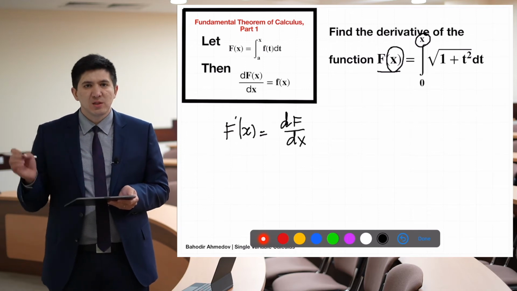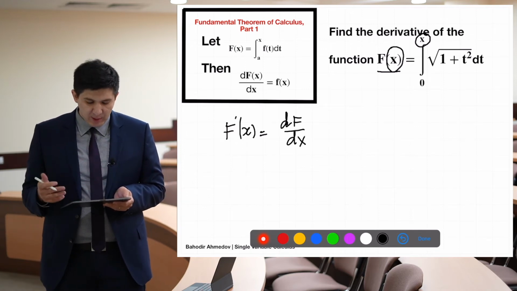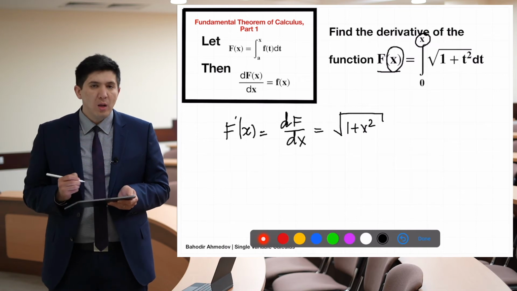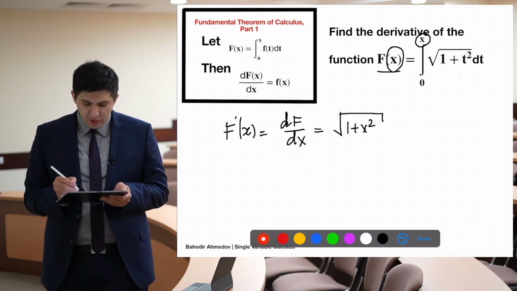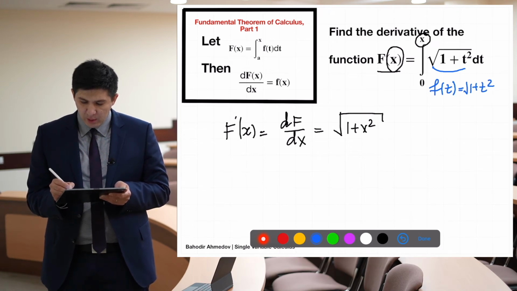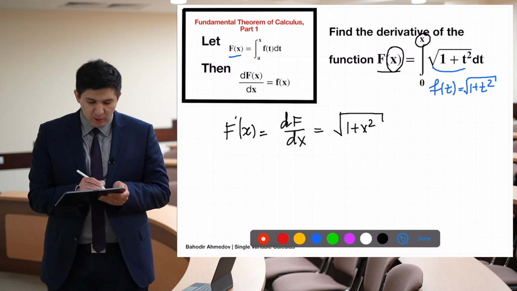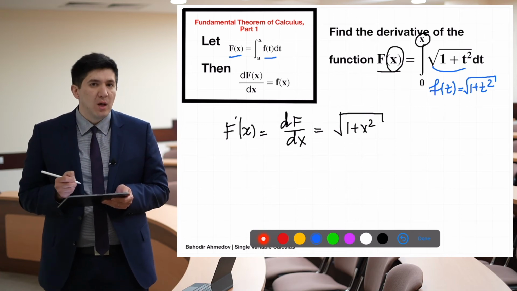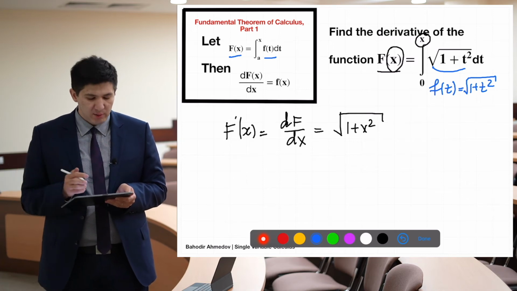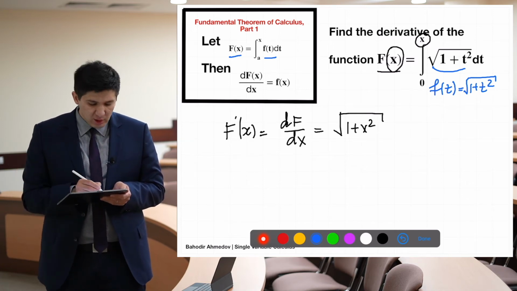It appears it is just enough for us to simply write this as 1 plus x, squared. Because if you note here, our function f of t is equal to 1 plus t, squared, right? So you can see here the fundamental theorem of calculus, part 1. If you are going to get f of t inside your integration, the derivative of this function is going to be simply f of x.